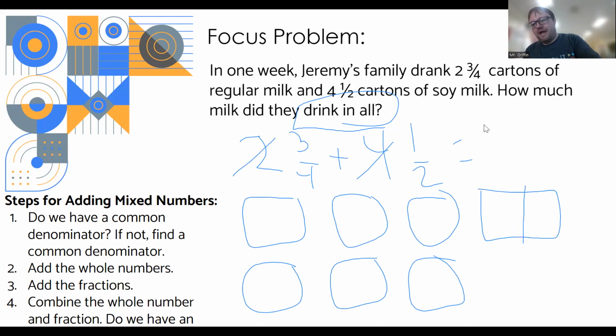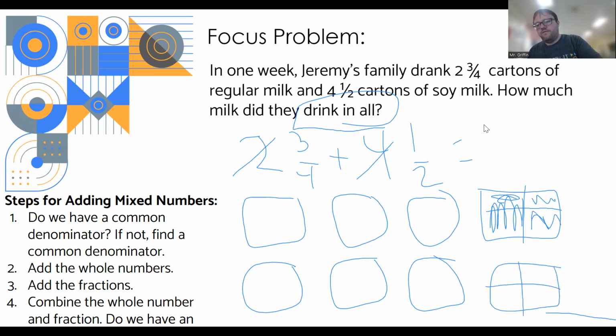Go ahead and draw my 1/2. Now I need to convert it to fourths because fourths are my largest denominator. I just draw a line through it and turn it into 2/4. And now I have 3/4 plus 2/4. I do 1, 2. Uh-oh, I'm short. So I'm going to go ahead and add another fourth. There's my 3/4. Go ahead and shade these in.